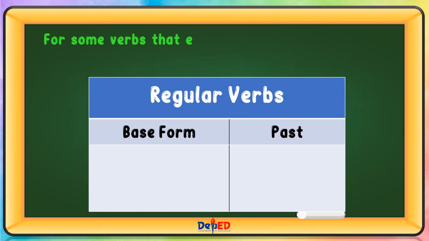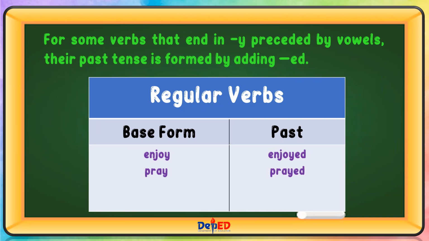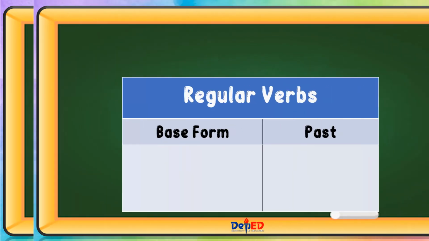For some verbs that end in y preceded by vowels, their past tense is formed by adding ed, like enjoy, enjoyed, pray, prayed, play, played, stay, stayed.